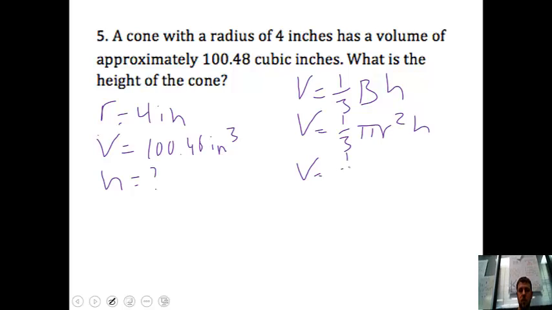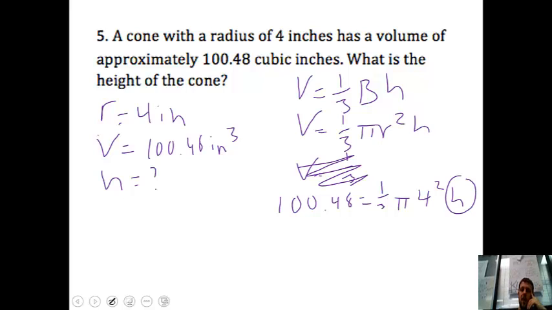So V is equal to 100.48 equals 1/3 pi, radius is 4 squared, times height. We don't know the height, so I have to isolate the h. I need to divide by 1/3 pi, and 4 squared is 16.